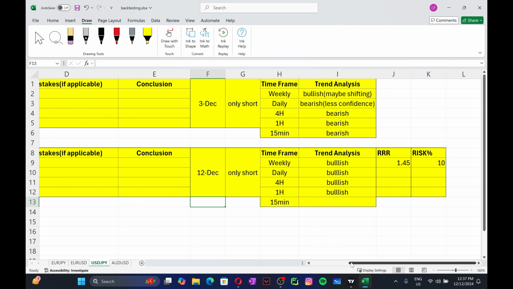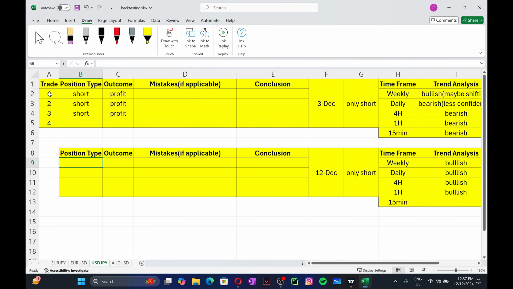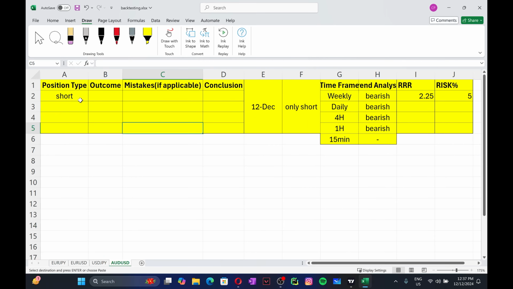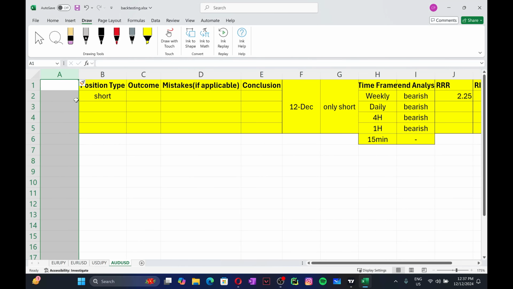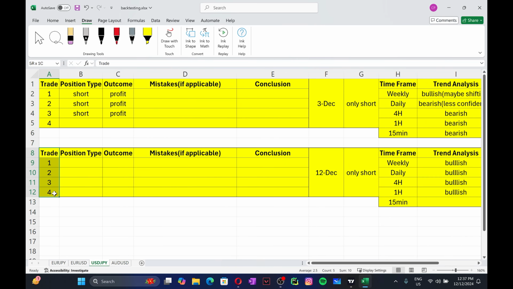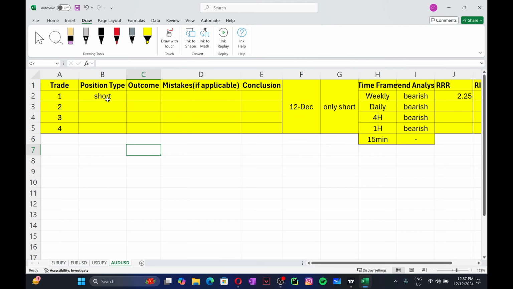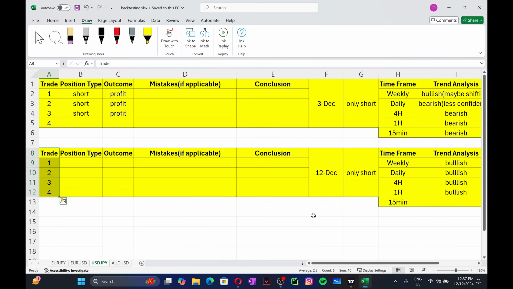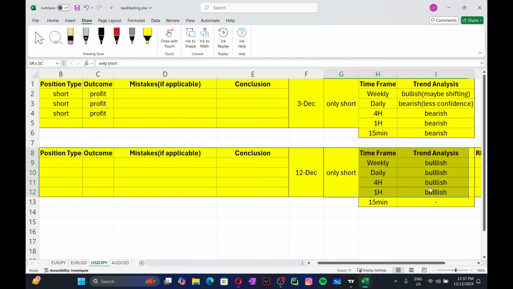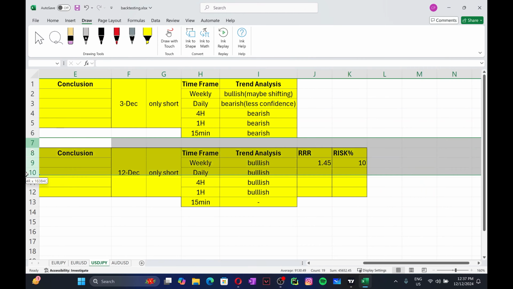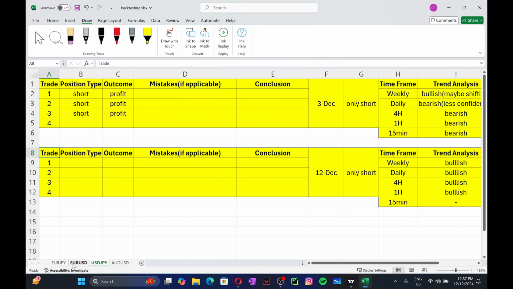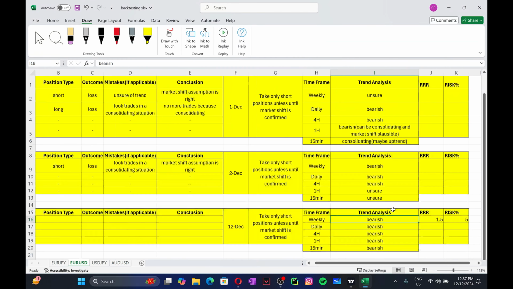And when it comes to USD JPY, the position type was actually, let's see, I missed that out. So let me just copy that, paste that, and yeah. Let's see if there's gonna be any good profits. But I just feel like I'm gonna lose every single trade. I don't know why. I just feel like I'm gonna lose every single trade, but I don't know. Let's see.